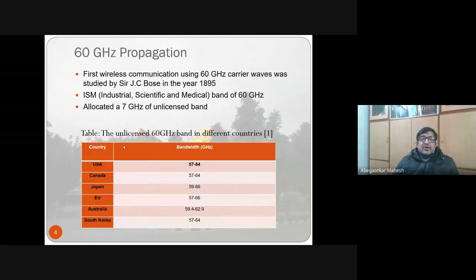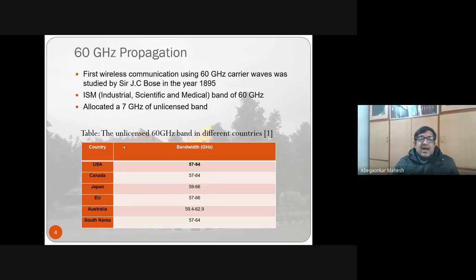So we have done work on these antennas at 60 gigahertz. So, some introduction to 60 gigahertz propagation. The first wireless communication using 60 gigahertz carrier waves was studied by Sir J.C. Bose in the year 1895. Sir J.C. Bose is called the father of millimeter wave communication.